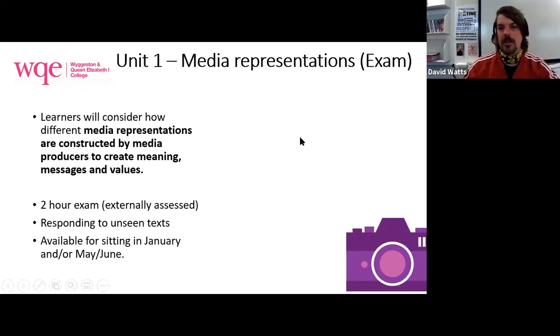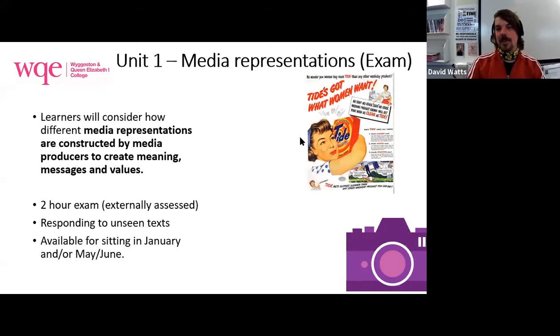So one of the exam units is called media representations, and this is probably the closest that the BTEC comes in terms of similarities to an A level. This is very much where we analyze media representations, and you will have to sit a 2-hour exam answering questions about them. What we do is look at a number of different types of media, not just films or TV, but, if I press next on the slide, we should get an example. There we go.